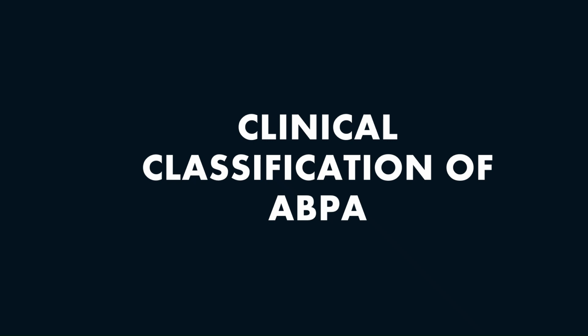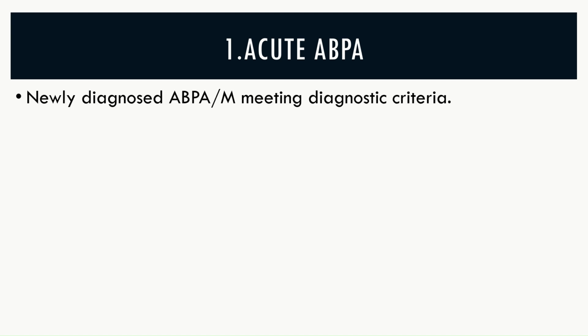Coming to the last part, clinical classification of ABPA. Clinical classification of ABPA includes several stages and clinical situations. Stage 1, acute ABPA. Acute ABPA refers to newly diagnosed disease in patients who meet diagnostic criteria for ABPA or ABPM.